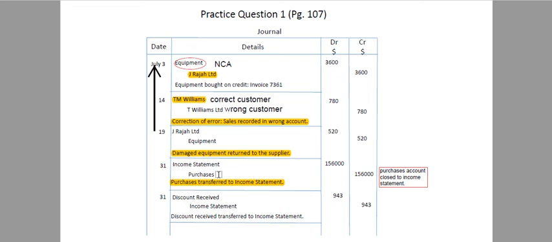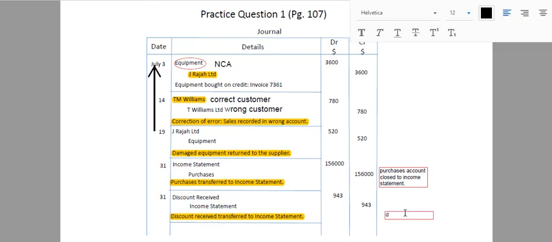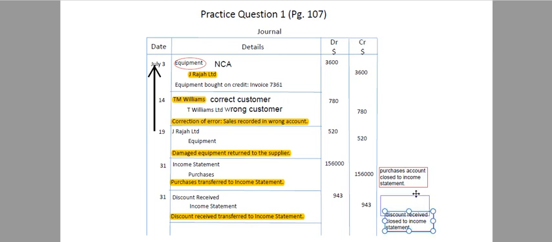The previous one was an expense being closed to the income statement, because purchases is a kind of cost or an expense. And this one is an income being closed. So we'll again make a notation on the side: discount received closed to income statement. What does that really mean in detail? We'll see when we do the income statement. So for now, this does the journal practice question number 1, page 107. And let's move on.